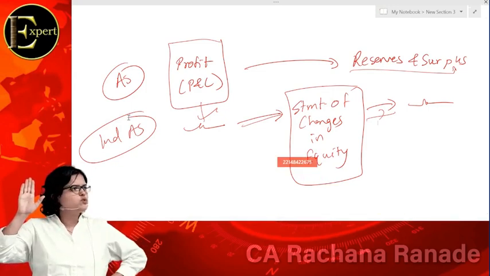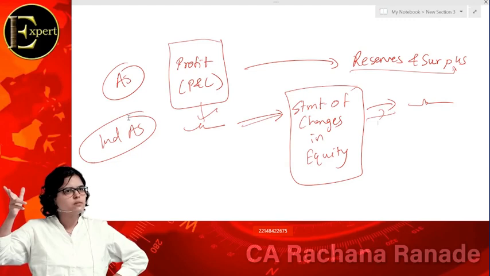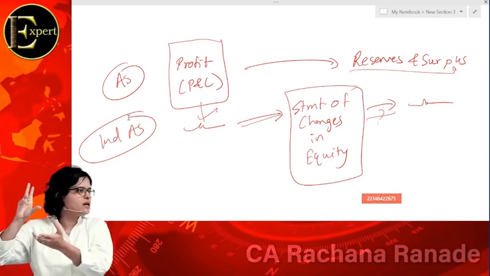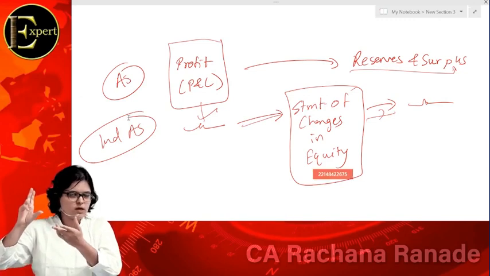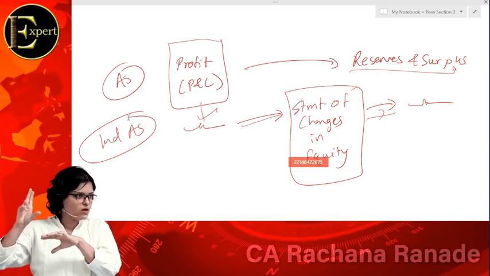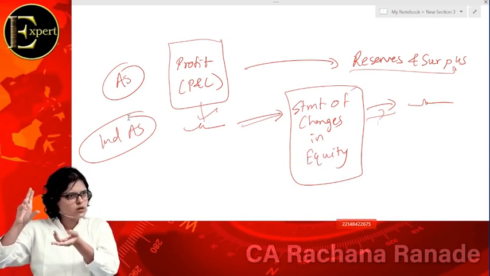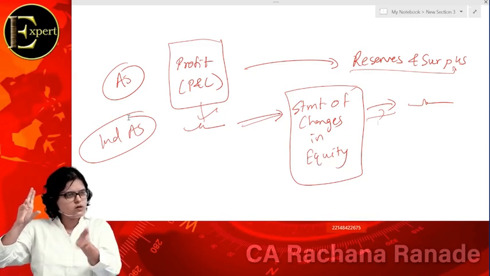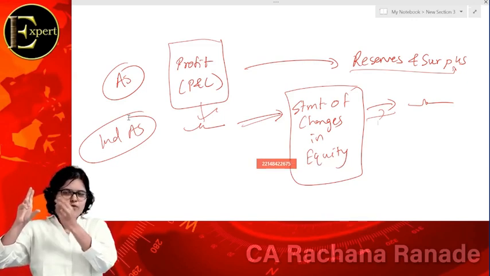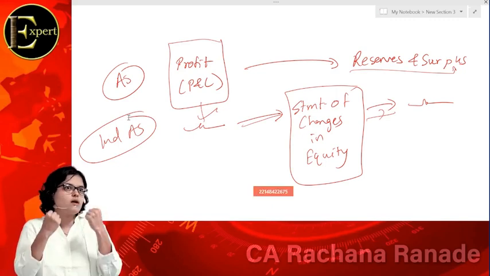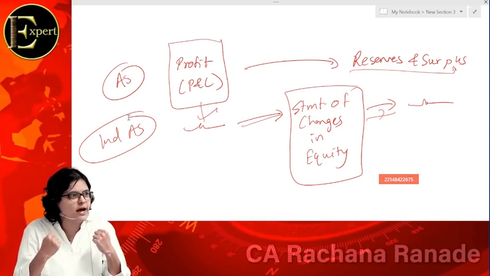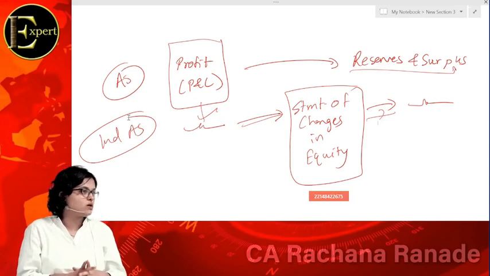Profit and loss account will show us what? Incomes minus expenses. The resulting figure will be either a profit or a loss. Okay. If there is a profit, who is happy? Shareholders. If there is a loss, who is sad? Shareholders. Either profit or loss, both the hit or the good moment has to be taken by the shareholders only.